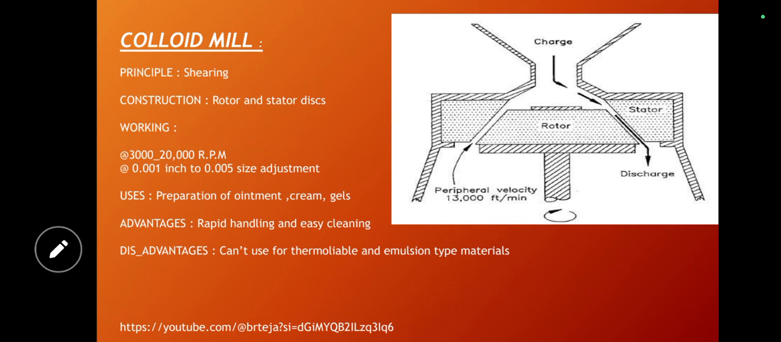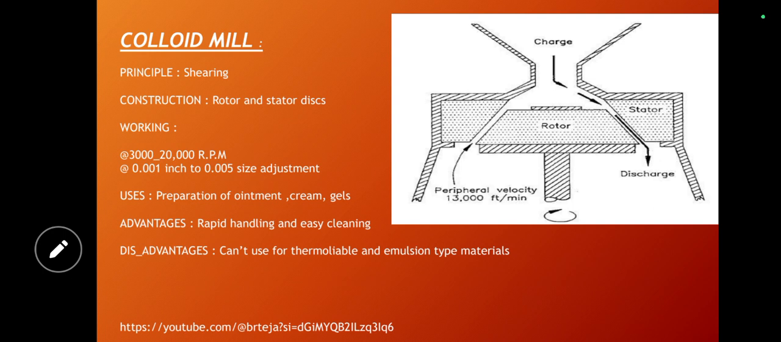colloidal mill. The colloidal mill is used for size reduction. This is also a size reduction equipment. Which principle is involved in the colloidal mill? Shearing. The shearing principle is used in the colloidal mill. What's the construction of the colloidal mill? A rotor and a stator disc. Rotor and stator discs.